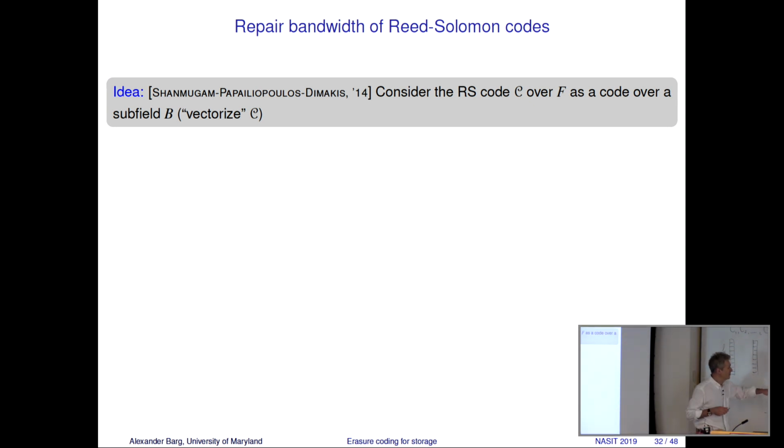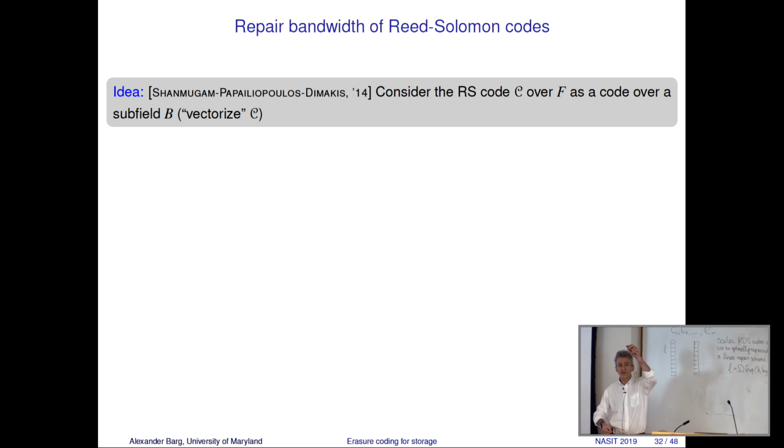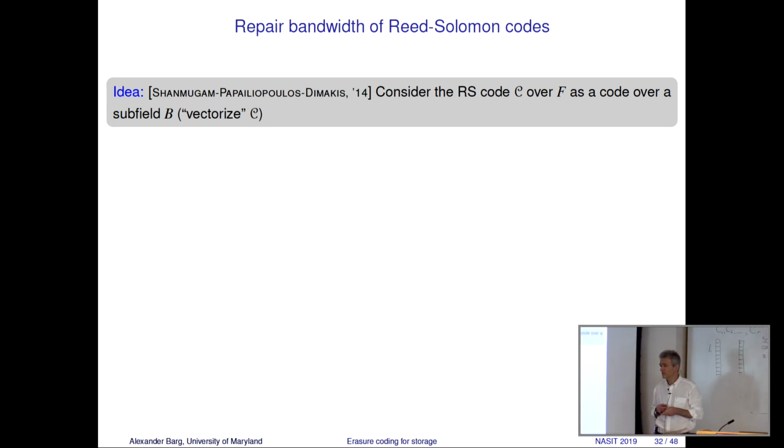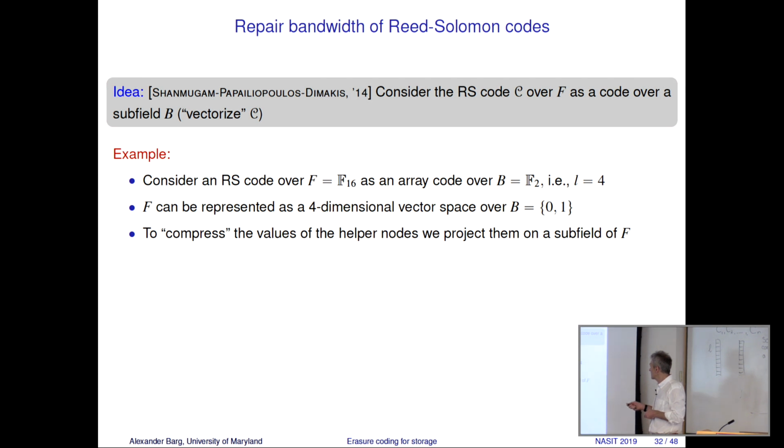So as I said, F to the L, 2 to the 8. So we consider each byte of the code word as 8 bits. So that is vectorization, and that is my L. Here is an example. We take a Reed-Solomon code over F16. We consider it as an array code over F2. L is 4. F16 can be represented as a 4-dimensional vector space over F2.